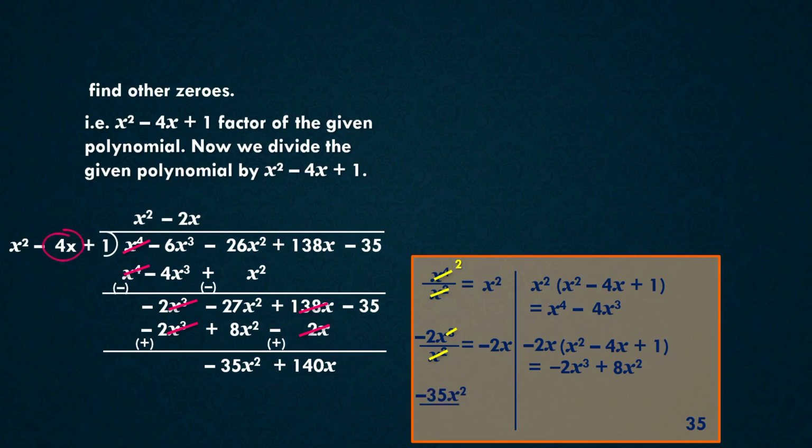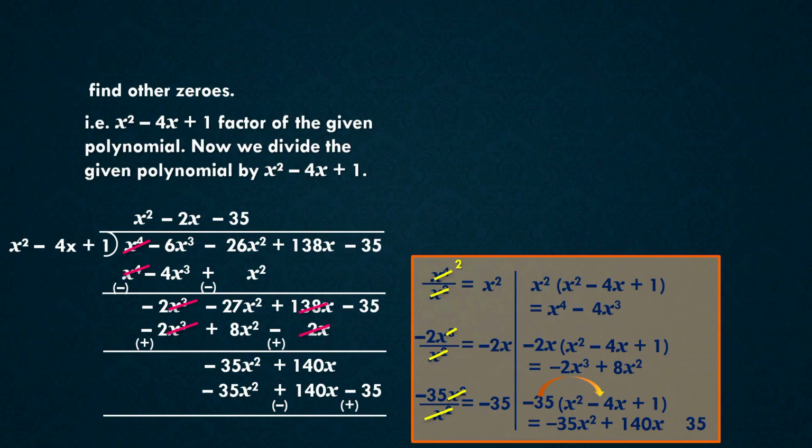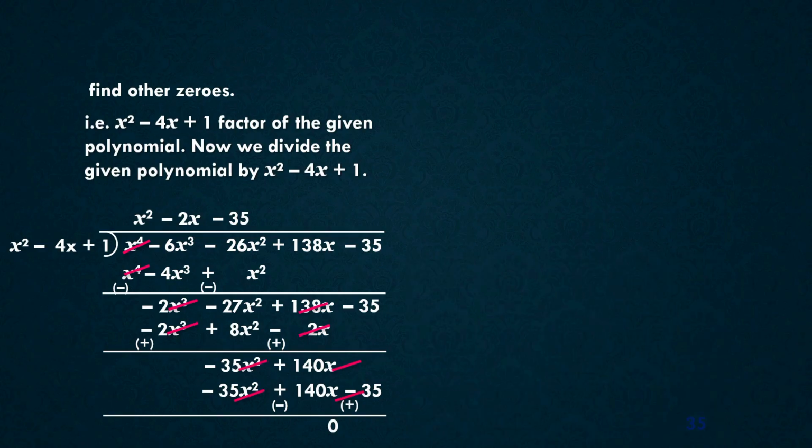Now divide minus 35x square by x square. This gives minus 35. Multiply minus 35 with x square minus 4x plus 1. We get minus 35x square plus 140x minus 35. After subtracting, the remainder becomes 0. So the quotient we obtain is x square minus 2x minus 35. Therefore, the given polynomial can be written as the product of x square minus 4x plus 1 and x square minus 2x minus 35.